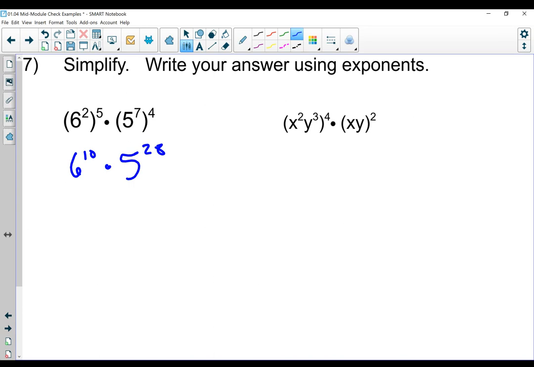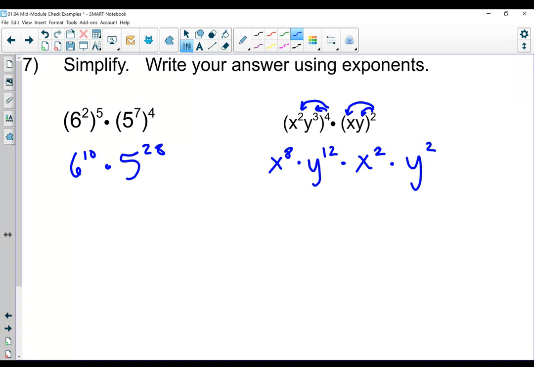For the last one, I want to take this 4th power and distribute it to everything inside. I can distribute over multiplication, and same thing with the squared. So again, just like with solving equations, we're always trying to simplify and get rid of parentheses first. This will give me x to the 8th times y to the 12th times x squared times y squared.